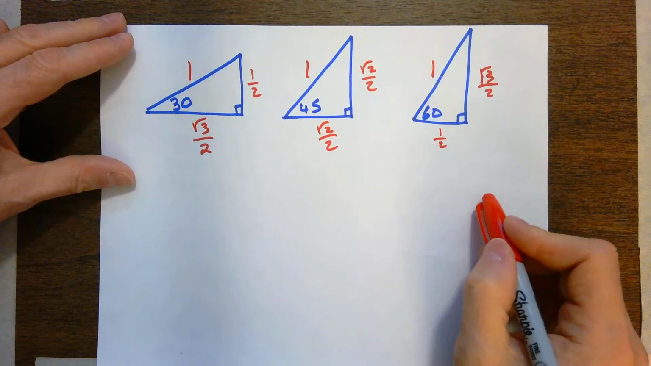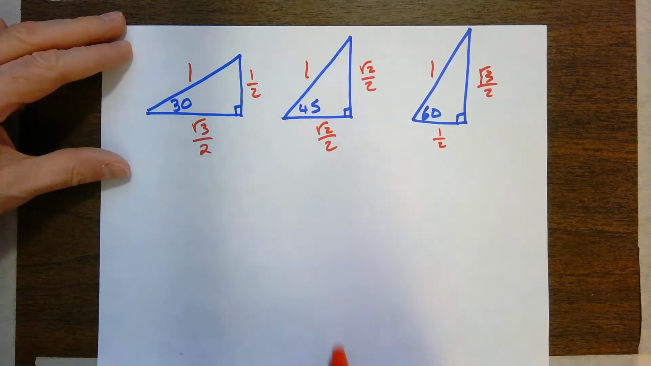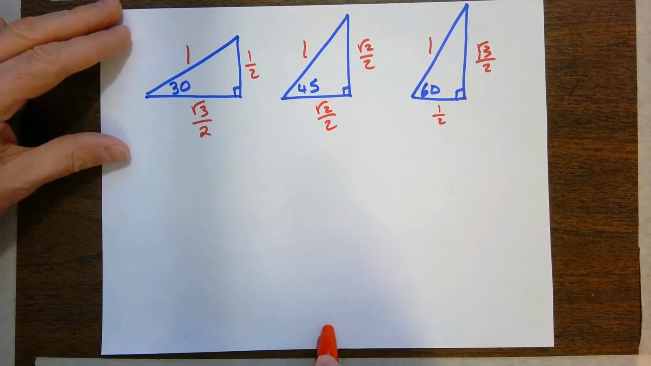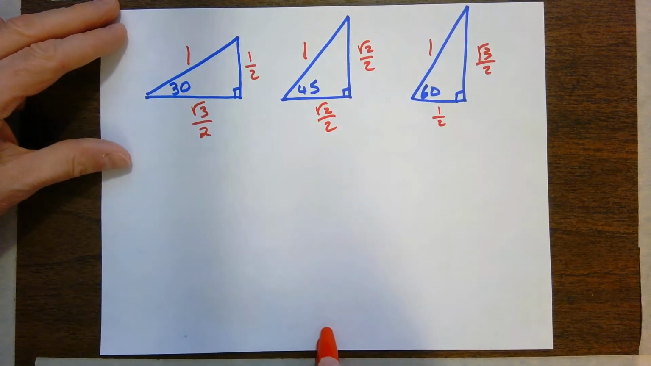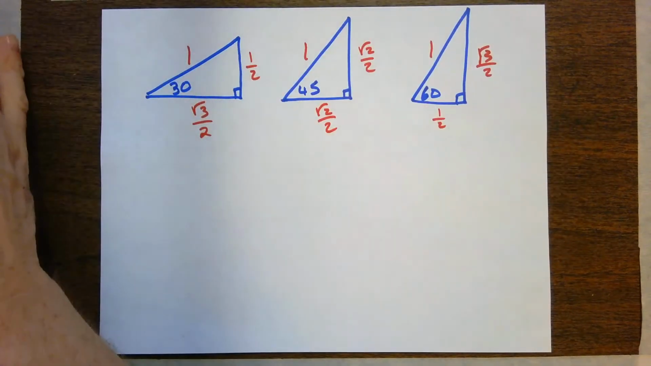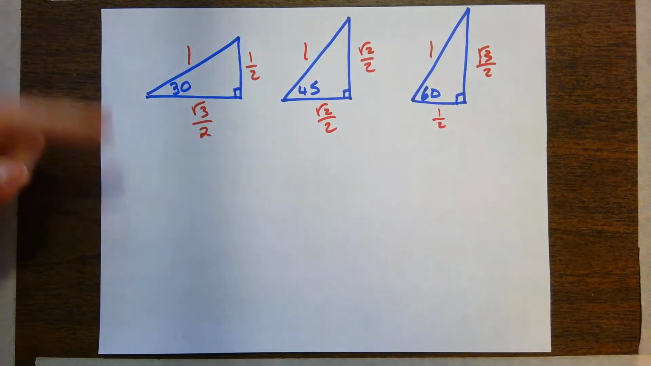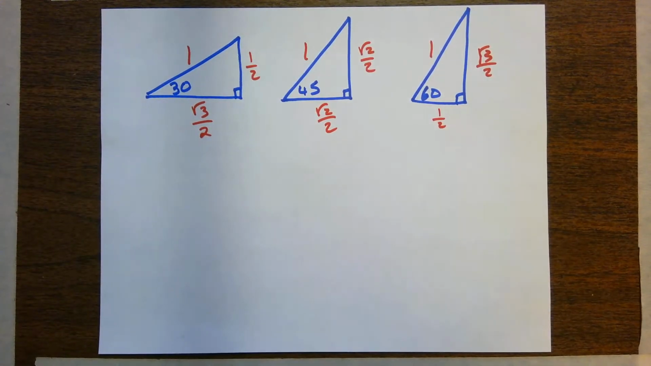For 0 degrees, it's going to be 1, 0. For 180 degrees, negative 1, 0. For 270, all the way at the bottom, it's going to be 0, negative 1. And then once you know the coordinates here, reflect them over and reflect them down. So we should be able to do this and finish the whole unit circle now.